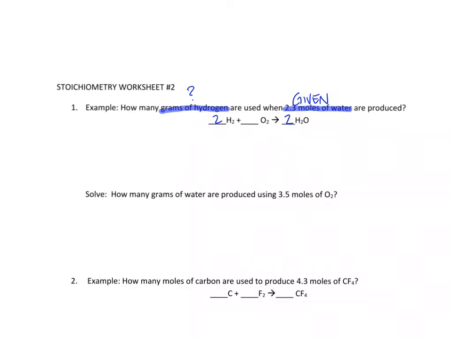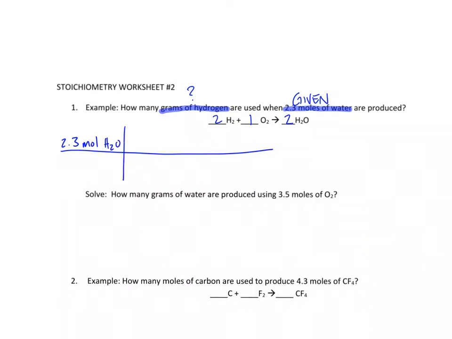Now in this space here, it's actually a 1. We don't normally write the 1s, but just so you know, it is going to be a 1. So my coefficients are 2, 1, 2. So now I can set up my T-chart. Okay, here's my T-chart. I'm going to write in what's given to me, which was 2.3 moles of water. So 2.3 moles of H2O.